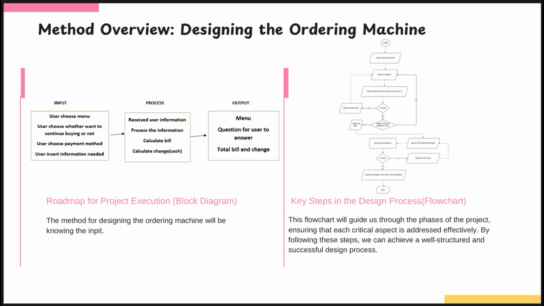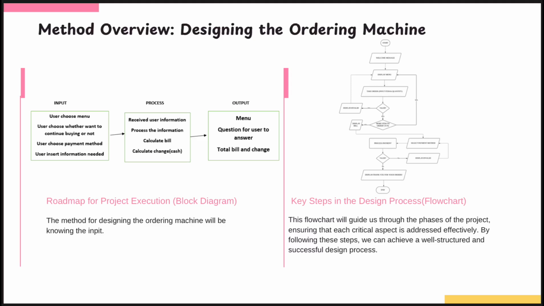So this is the method overview for designing the ordering machine. The first one on the left is the roadmap for project execution, which is a block diagram. The method for designing the ordering machine will start by knowing the input.